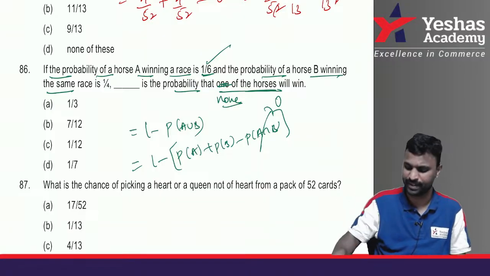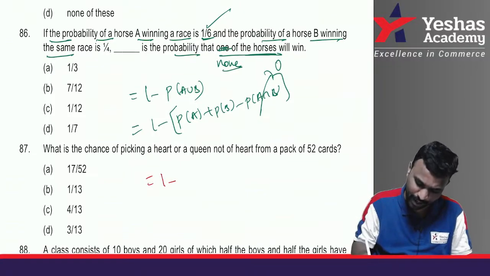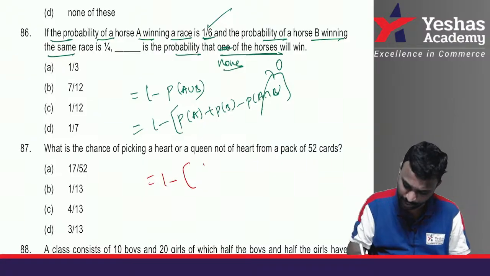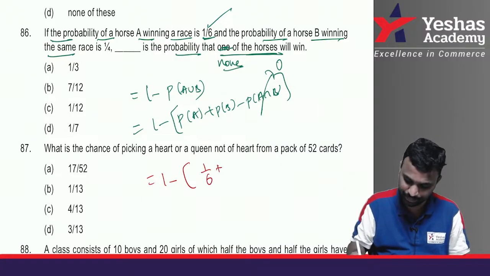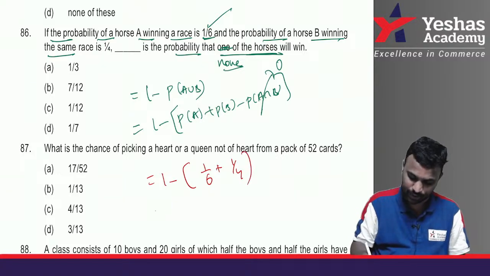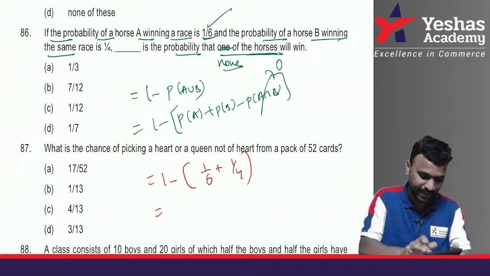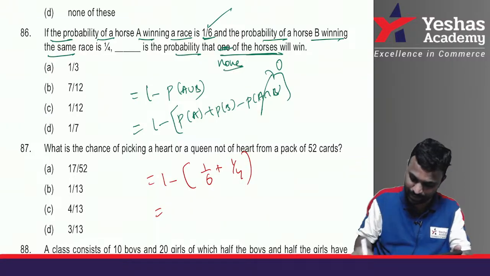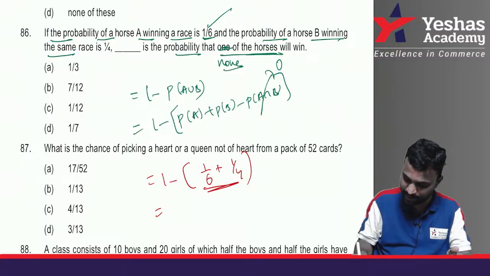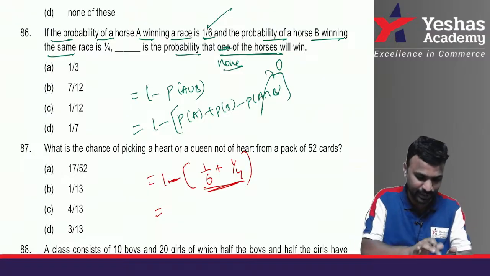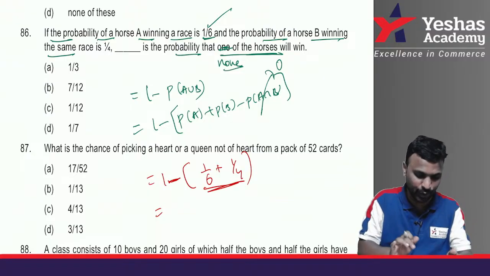I have clearly explained this in the regular class. Yes or no? 1 minus. What is P of A? 1 by 6. What is P of B? 1 by 4. Right? So obviously what you have to do? 1 by 6 M plus 1 by 4 M plus MRC. You get the result of this. Make it negative by pressing plus or minus. Add 1 to it.